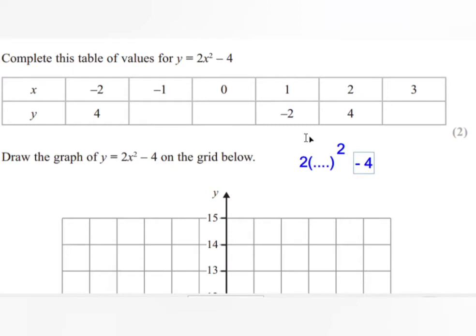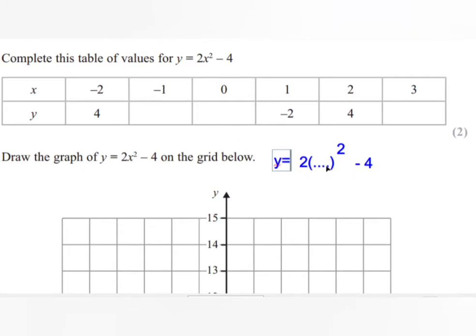So this is the idea of finding y. So it has to be y equals these values. Now y equals what? 2 multiplied by the number that you put in x. And then you have to square it first, and then multiply it by 2, and then subtract by 4. Now let's start with negative 1 here.